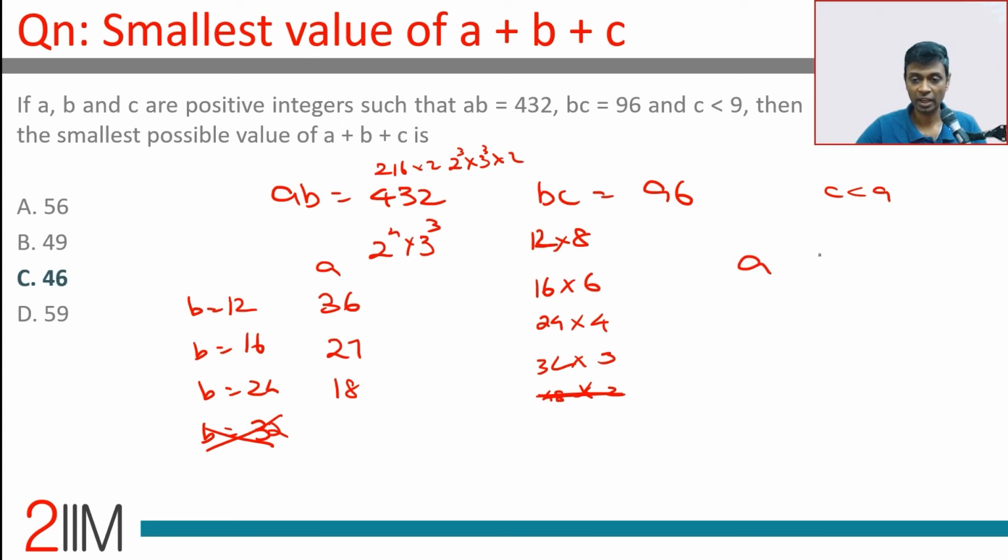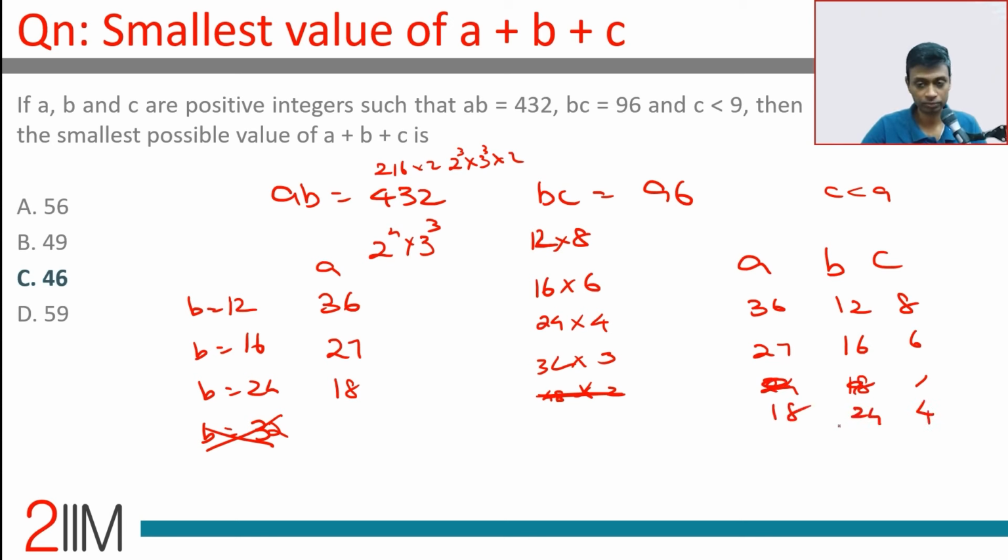Lovely. So we have A, B, C. A could be 36, B could be 12, C could be 8. This looks nice. Or A is 27, B is 16, C is 6. B is 24, A is 18, C is 4. One of these is the answer.